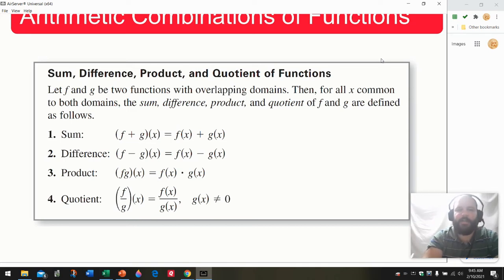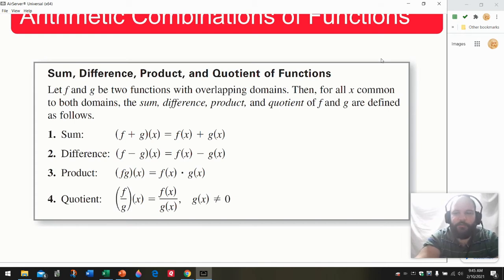And the subtraction is done in a similar fashion. You would have f minus g of x would equal f of x minus g of x. Now, one thing to keep in mind, if g of x had multiple terms, you would want to put that in parentheses, and you would want to distribute the negative to everything that is inside of those parentheses, so you are correctly subtracting everything.